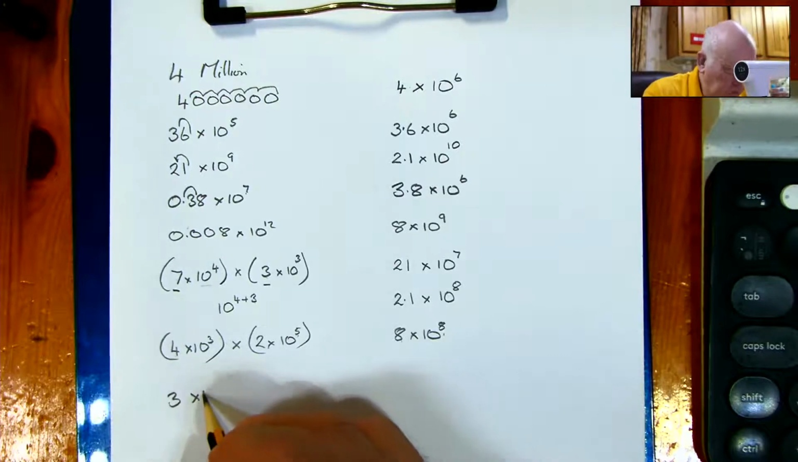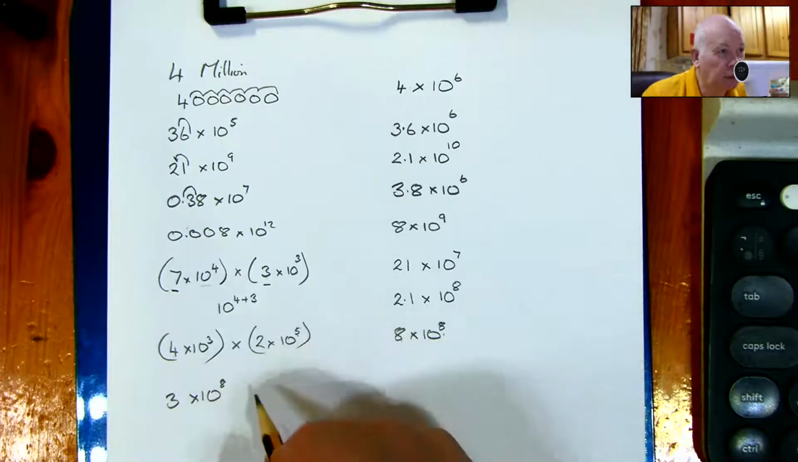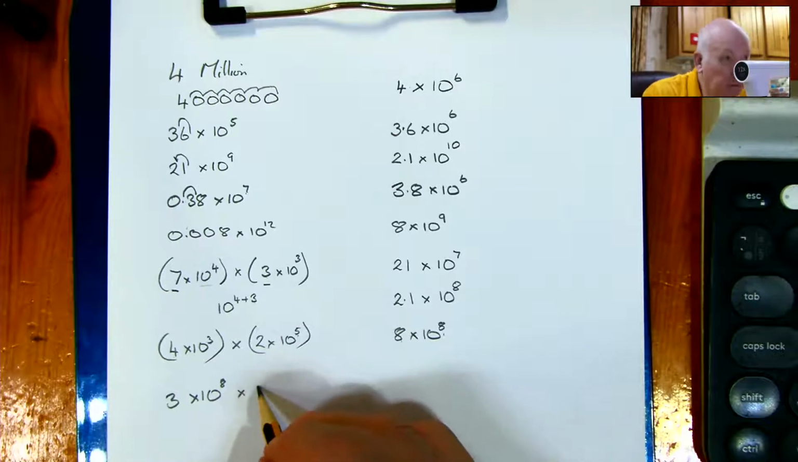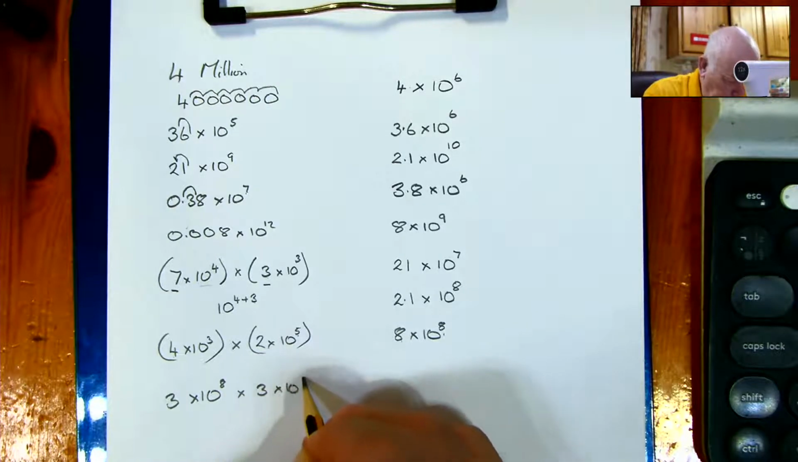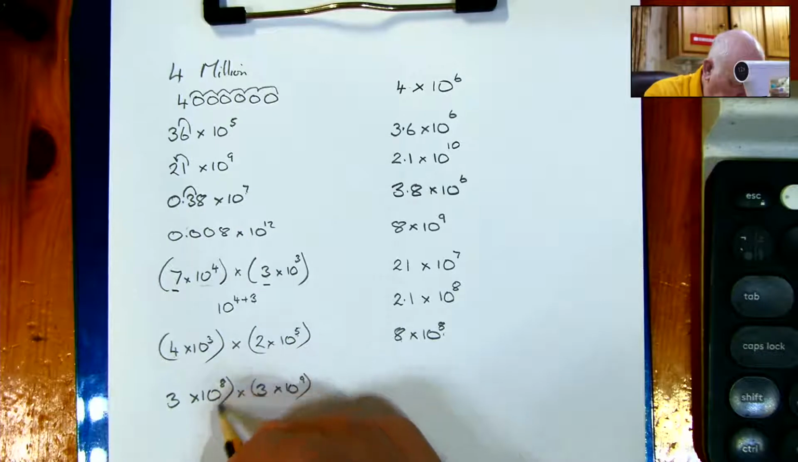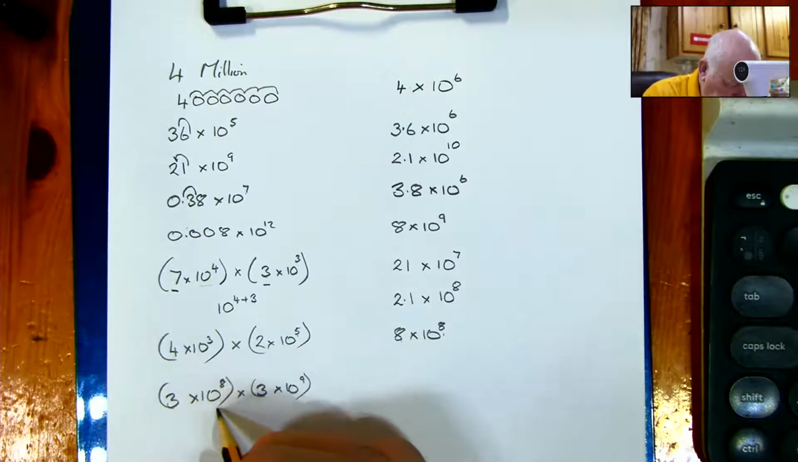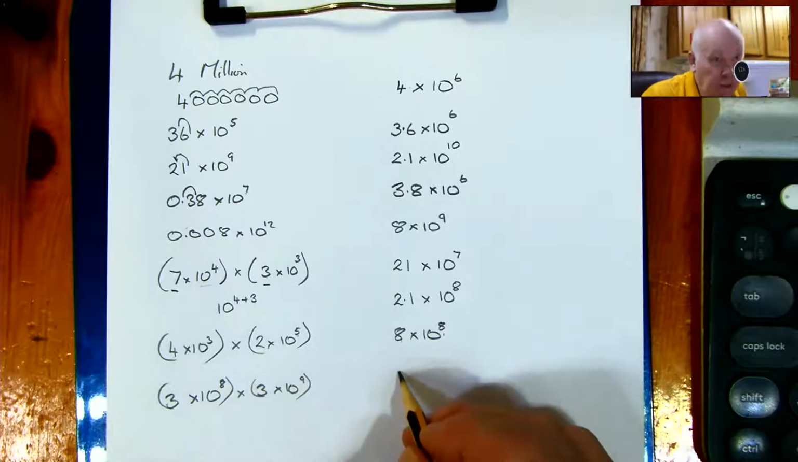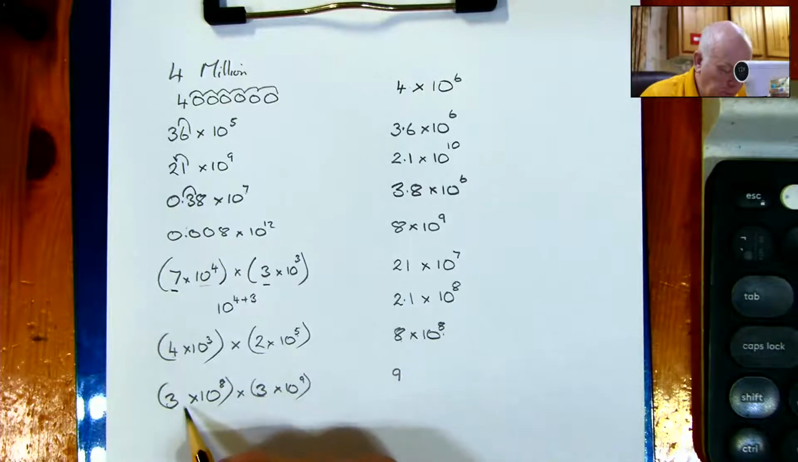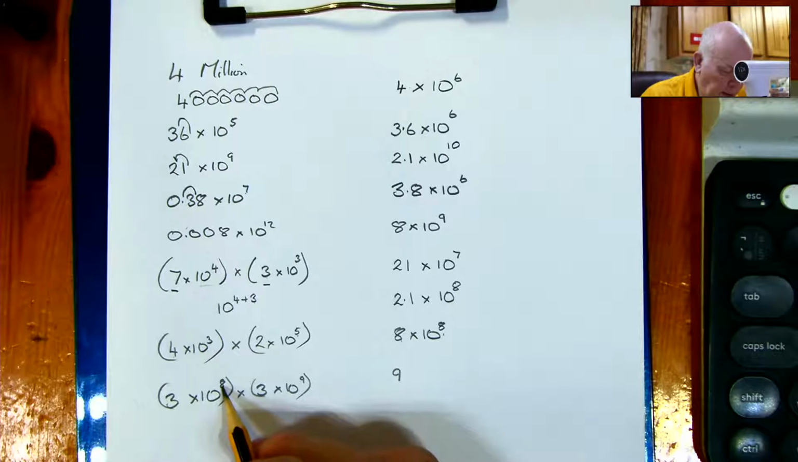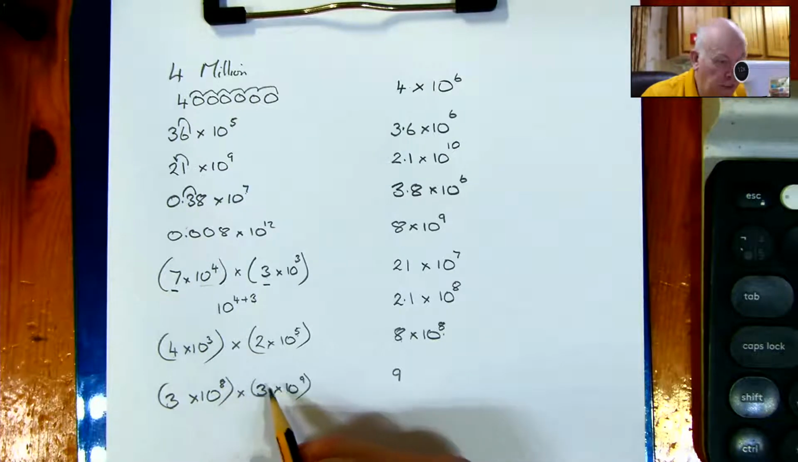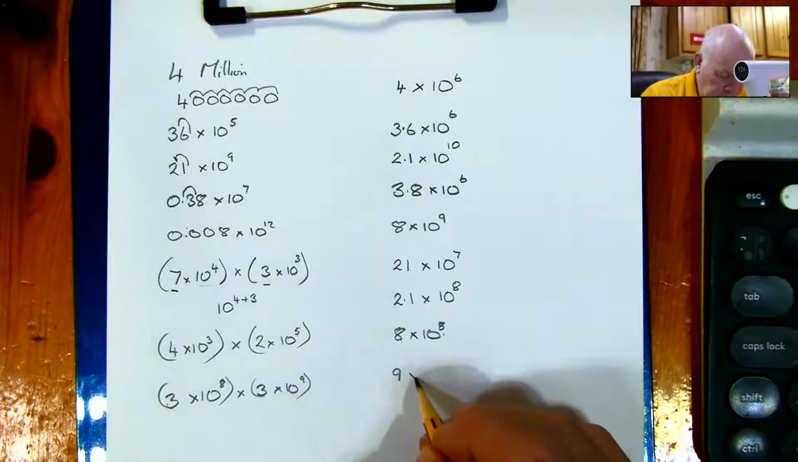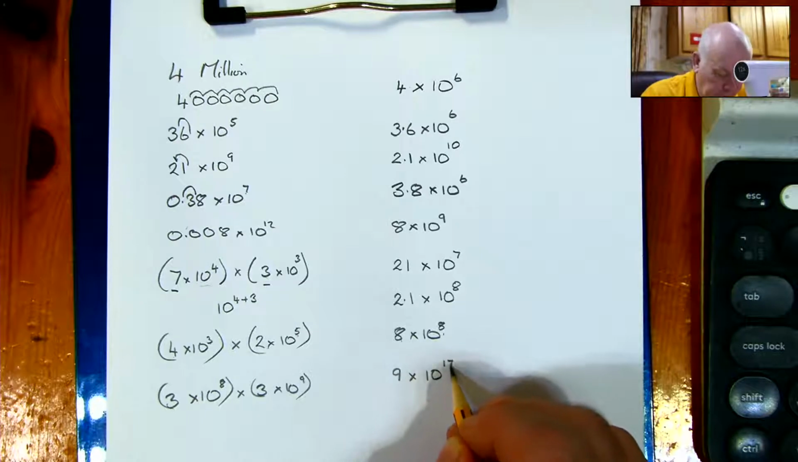3 times 10 to the 8, and we'll multiply that by 3 times 10 to the 9. I'm putting these in brackets so we can see that this is all 1 unit and this is all 1 unit, and they're multiplied together. Easy enough. 3 3s are 9, and then we can add the 9 and the 8 to make 17.